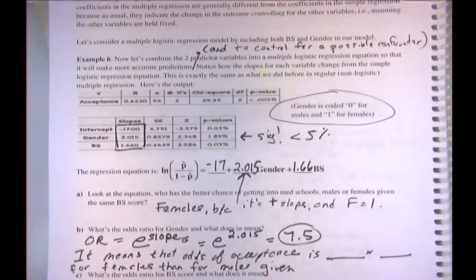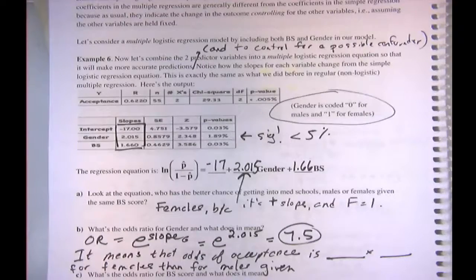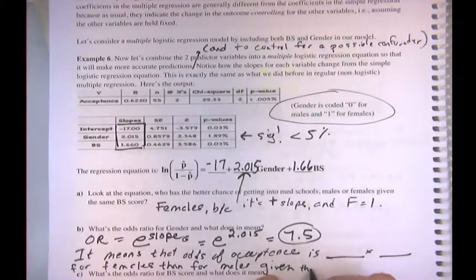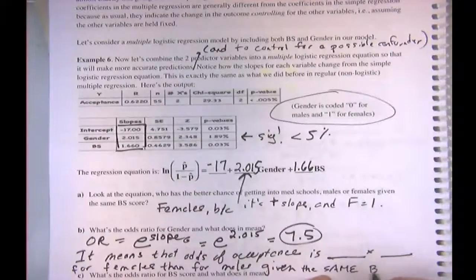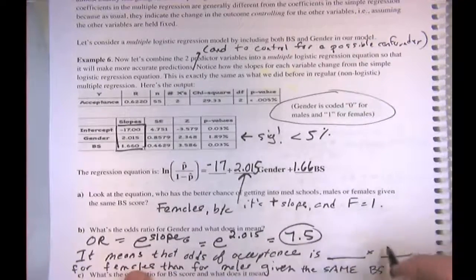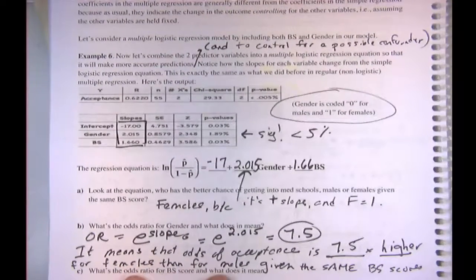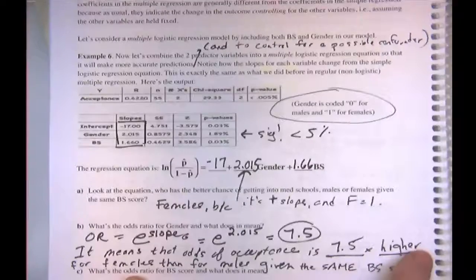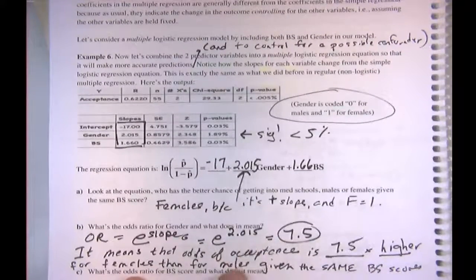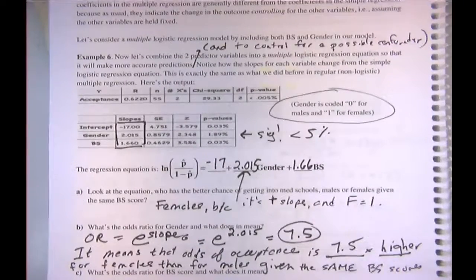You'd compare male and female with the same biological science score. So given the same biological science scores, and since I said females, for males this is going to be higher by a factor of 7.5. If I asked for males, then it would have been 7.5 times lower. You divide by 7.5. The coefficient would be just the same thing.